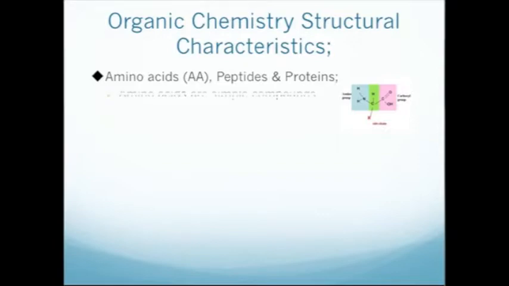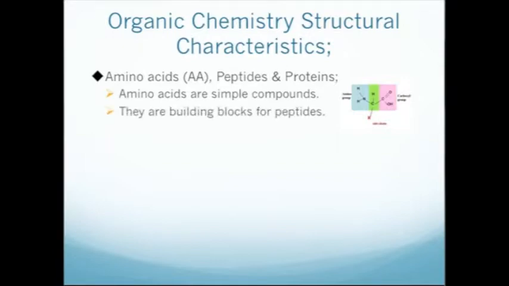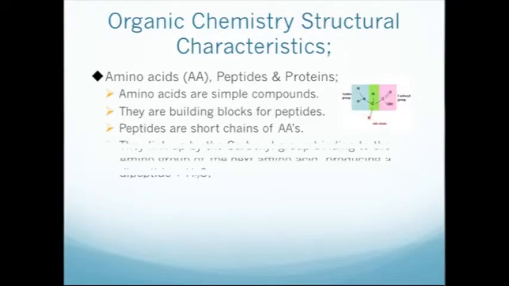But amino acids are basically pretty simple compounds when you get to the basis of them, and you'll see there's a red R below that. There are 23 main amino acids, and the R is different in each one of them, but the basic two-carbon chain up there will be the same in all of them. They are the building blocks for peptides. Peptides are basically short chains of amino acids.